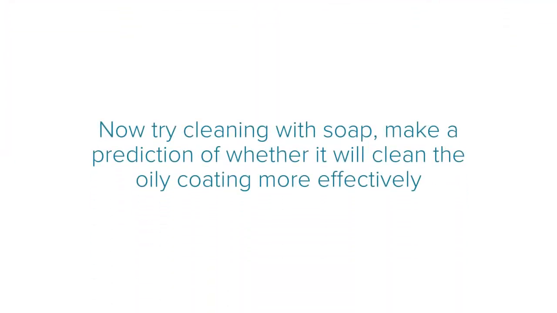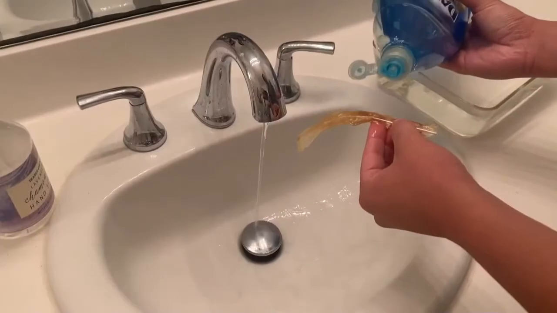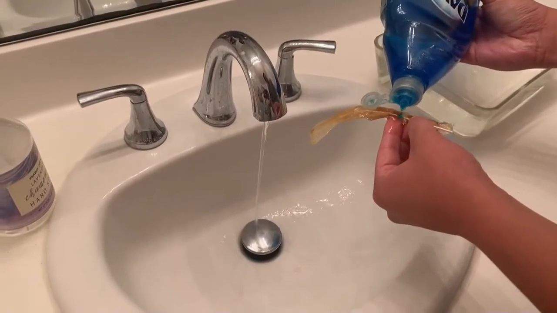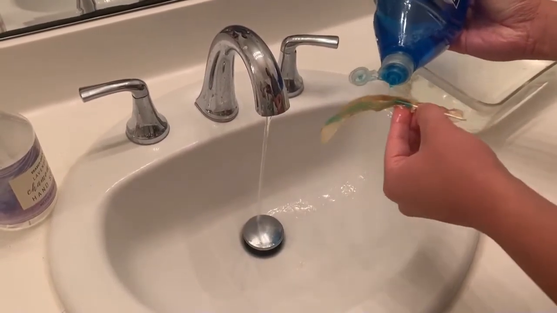For this next part, we're going to try using detergent soap to clean the oil slick off the feather. Make a prediction of whether this will work more effectively or the same as the previous method. Apply the liquid detergent to the feather and once again rinse it under the faucet.